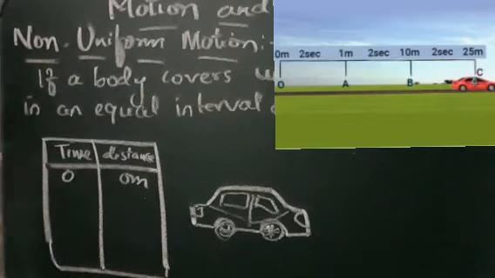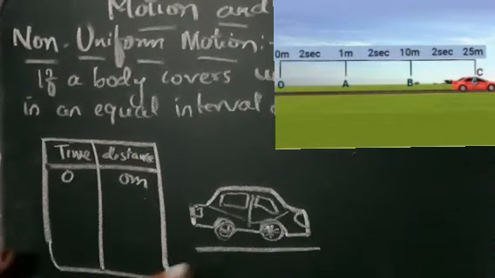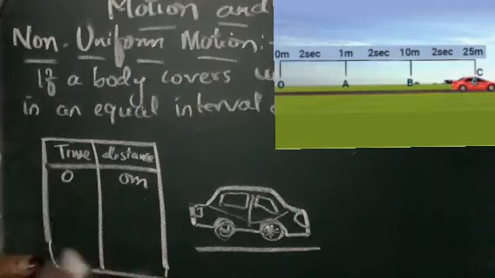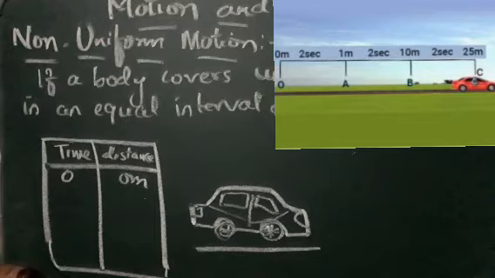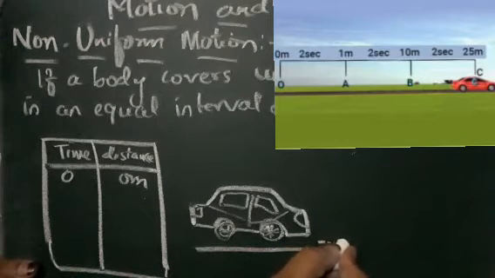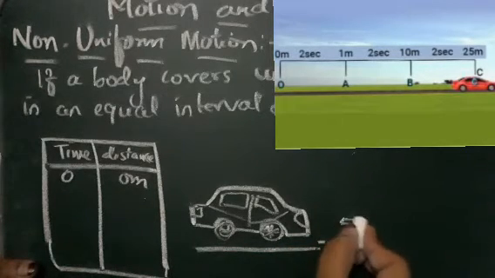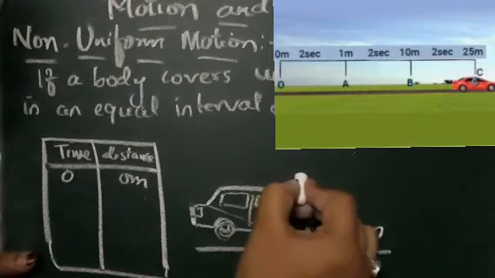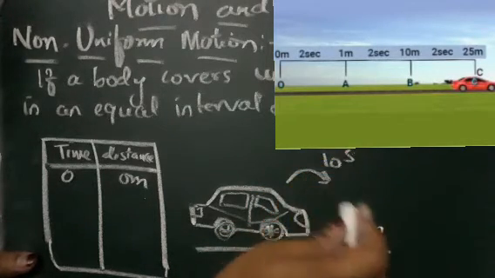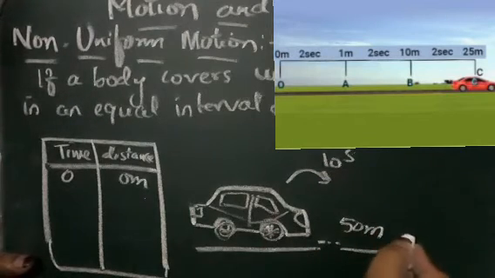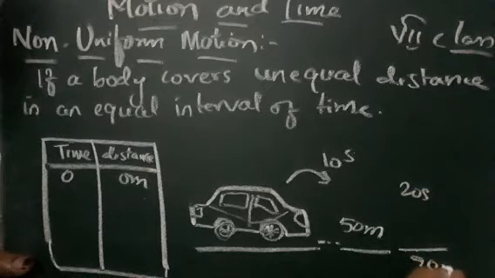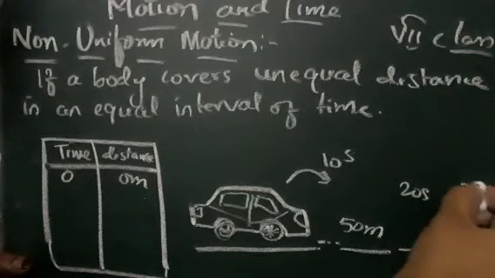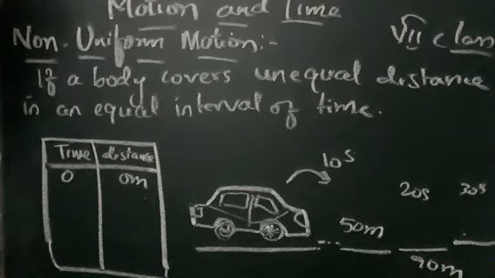Similarly, if you take the example of the same car which was traveling in uniform motion, suppose we have this car, it is at rest now. That means it has not traveled anything, no time taken, no distance traveled, that is 0 time at 0 meters. Now it has moved to some distance, that is 50 meters, in 10 seconds. Then after 20 seconds it has reached 90 meters. And in another 10 seconds it has reached 180 meters.